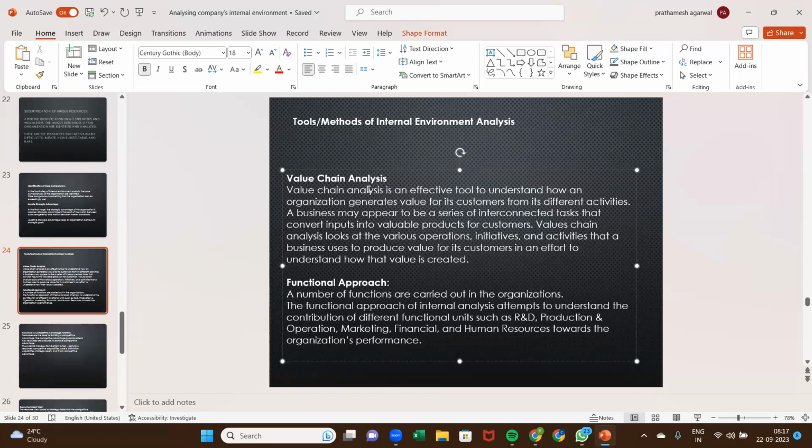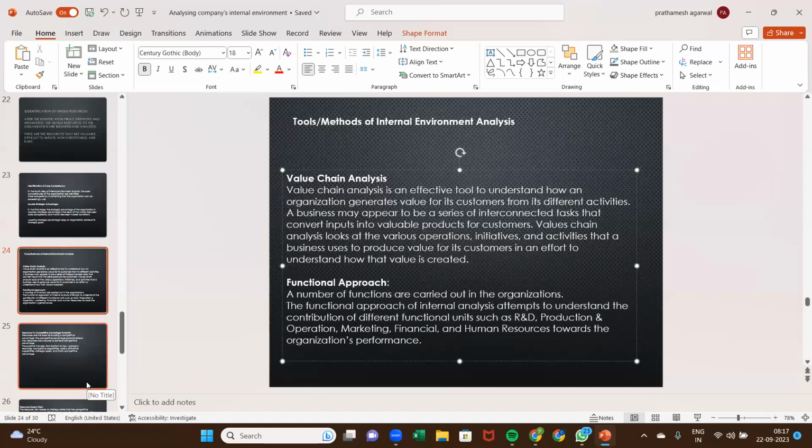Value chain analysis is an effective tool to understand how an organization generates value for its customers from different activities. All right, value generation, very important. A business may appear to be a series of interconnected tasks. Why? Because many departments and many functional heads are in an organization, and all these departments and activities are interrelated and interconnected with each other.